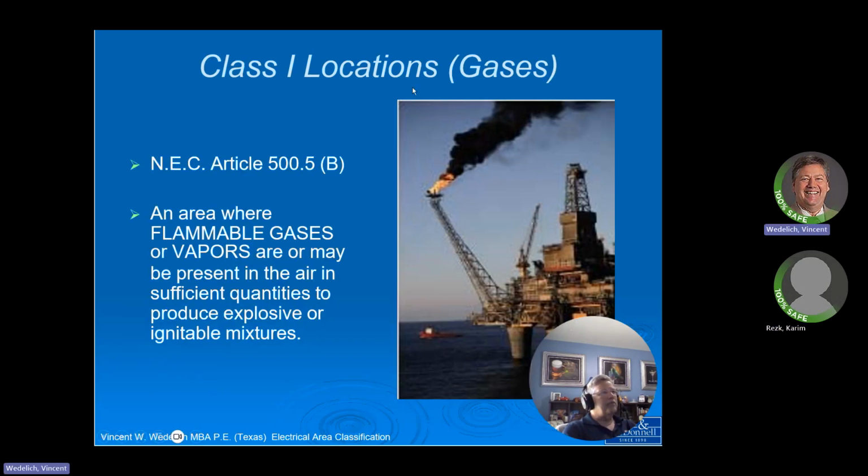So here we got class one locations. We've got this rig. Pretty much everything on it is class one, div two, or div one. They've got a flare burning gas off. Any area where flammable gases or vapors are or may be present in the air in sufficient quantities to produce explosive or ignitable mixtures, right?